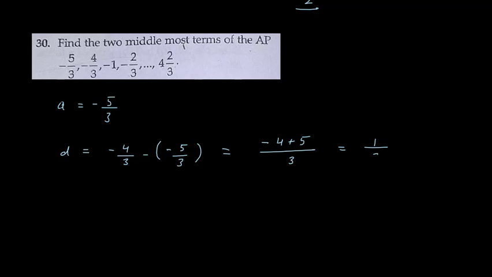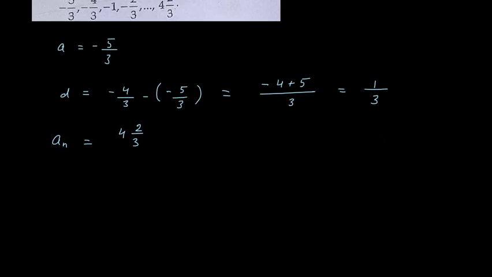D is equal to 1 divided by 3. This is the value of D. A is given, D is given, and AN is given. AN is 4 2 divided by 3. The formula for AN is A plus N minus 1 D. This is the formula for AN.